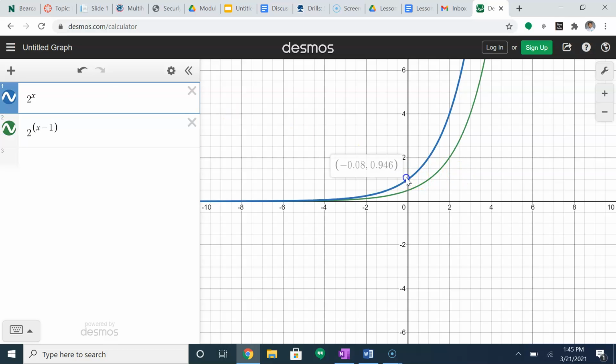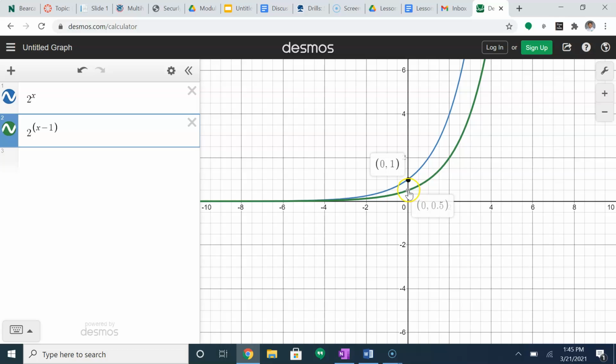If you notice, the y-intercept is 0, 1 on 2 to the x, but when I move it right 1, my y-intercept is now 0, 0.5. But notice the original point goes to 1, 1, and that's what I meant by earlier. Your point went from 0, 1 to 1, 1. Doesn't mean it's the new y-intercept of the problem, but it went over right, and so that's a good marking point to help you pick out the correct graph whenever you're doing the Hawks assignment.